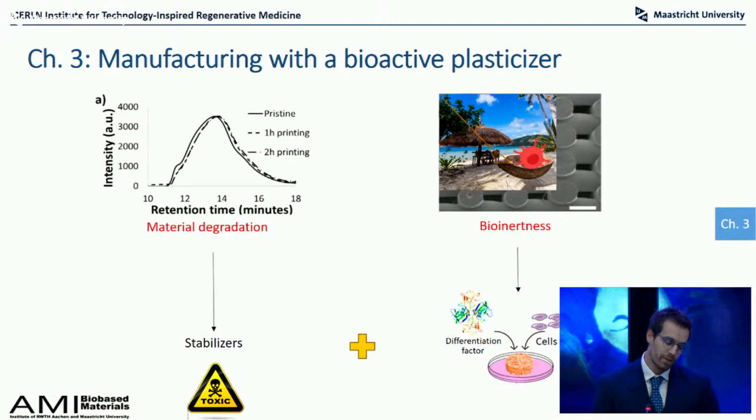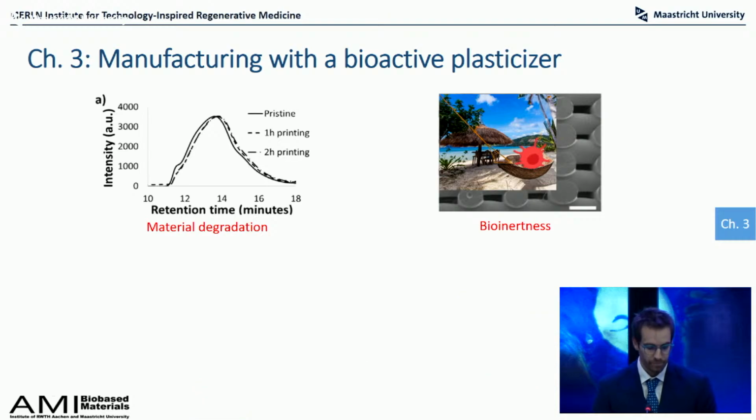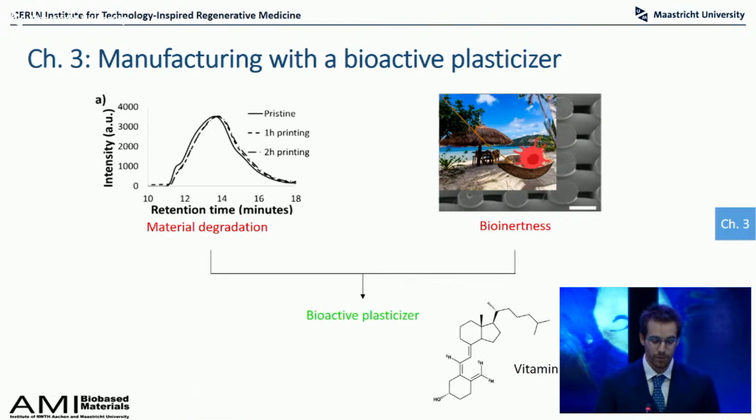Generally, these issues have been solved by the use of stabilizers that often are toxic chemical compounds, while bioinertness has been tackled by the use of post-manufacturing steps, making, however, the workflow much longer than we would like to have. Instead, in chapter 2, we used vitamin D3 to kill two birds with one stone and to use it as a bioactive plasticizer.